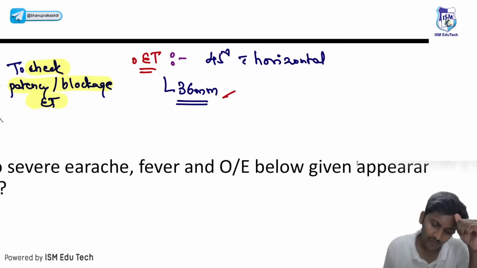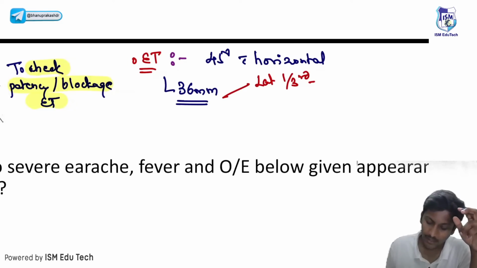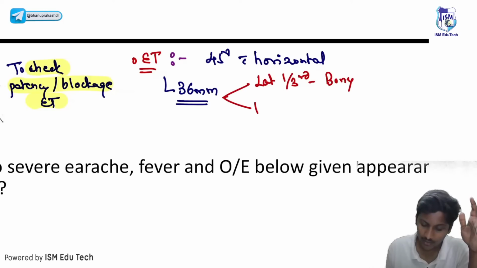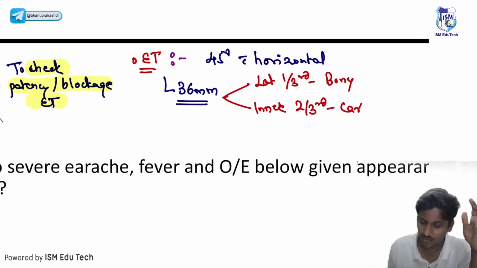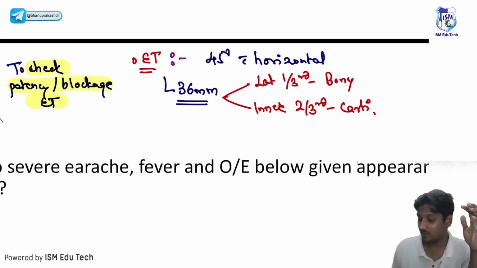Out of which, the lateral 1/3 is usually bony, but the inner 2/3, which is connected to the nasopharynx, is cartilaginous. That has to be remembered.